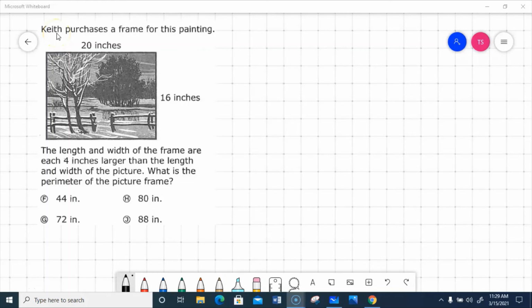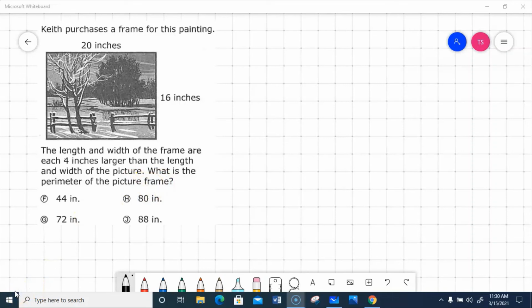Okay, let's go ahead and look at this guided practice problem. We'll work on it together. It says Keith purchases a frame for this painting. That's the painting right here. And we got some measurements, the length and width measurement of it. The length and width of the frame are each 4 inches larger than the length and the width of the picture. What is the perimeter of the picture frame?